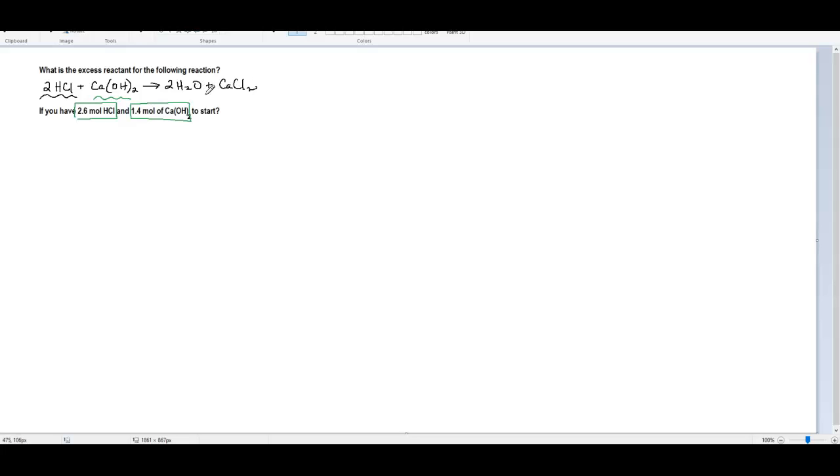It doesn't matter which one you solve for, whether it be how much H2O is made or how much calcium chloride is made. It doesn't matter which one we do. So for this, I think I'm going to choose the calcium chloride. And to do that, I'm going to start out with my HCl, my hydrogen chloride, and see if I start out with 2.6 moles of hydrogen chloride, how much will that make of calcium chloride?